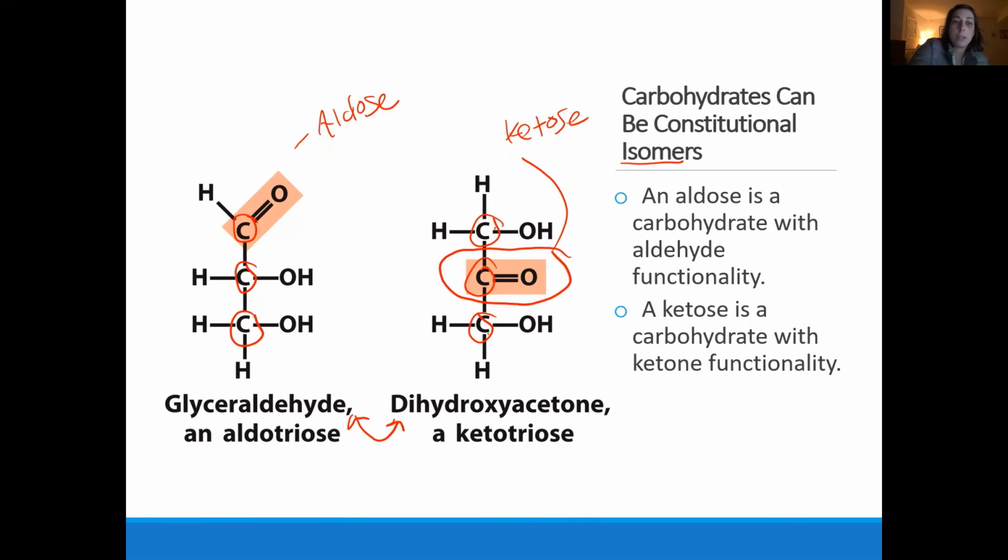But you can also see that between glyceraldehyde and dihydroxyacetone, their arrangement of the atoms in their structure is very different. One is an aldehyde, one is a ketone. So these two sugars are called constitutional isomers, meaning, again, they have the same chemical formula, but a completely different rearrangement of the atoms and the bonds in the molecule.